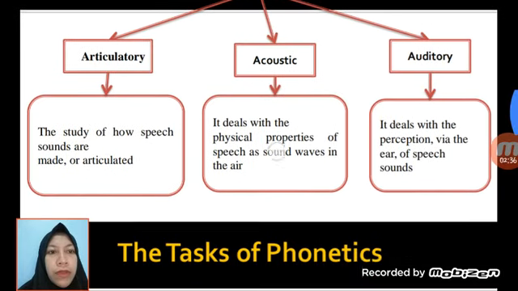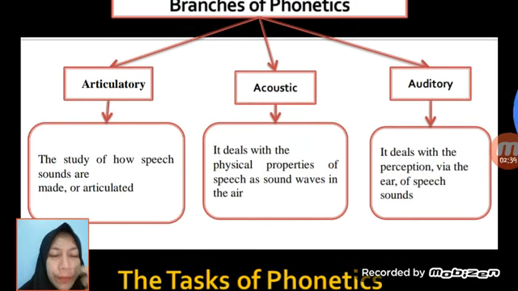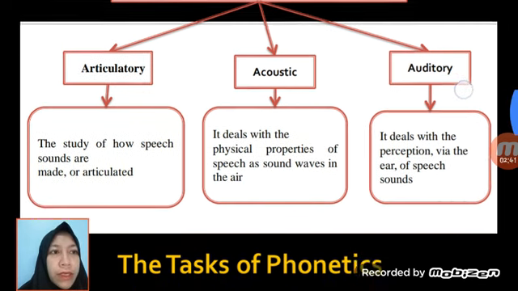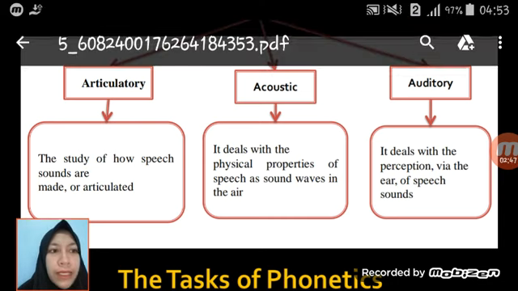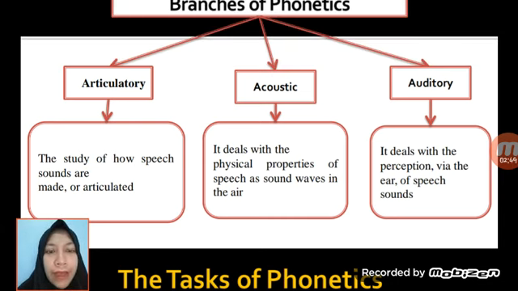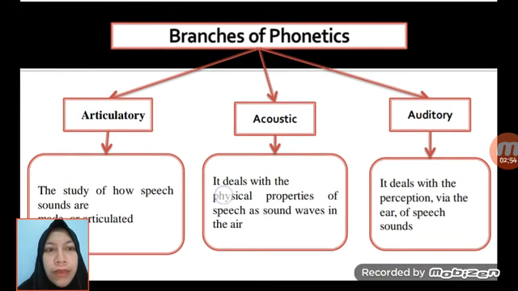Meanwhile, acoustic deals with the physical properties of speech sound as sound wave in the air. Meanwhile, auditory deals with the perception via the ears of speech sound. It is the perception that we receive in the ear of speech sound. So what we are going to learn is this one, the articulatory branch of phonetics.